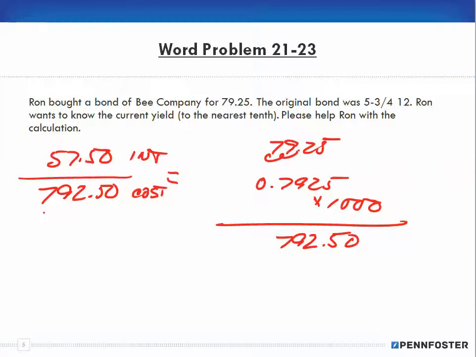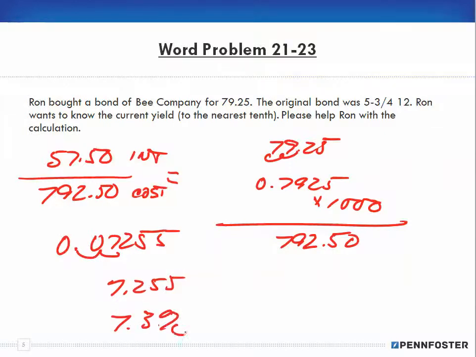So 57.50 divided by 792.50 comes out to 0.0725, and I convert the decimal into a percentage, so 7.255, and I'm rounding to 7.3% because it's the nearest tenth. So my answer to that is 7.3%.